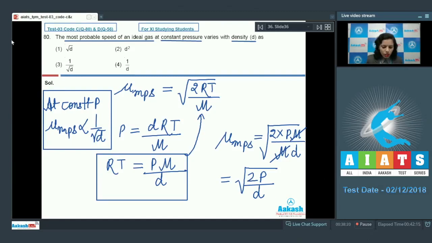And on the basis of this, you can easily choose the correct expression that is given in option 3. So let me write here option 3 as the correct answer. And after this, question number 81 is here.